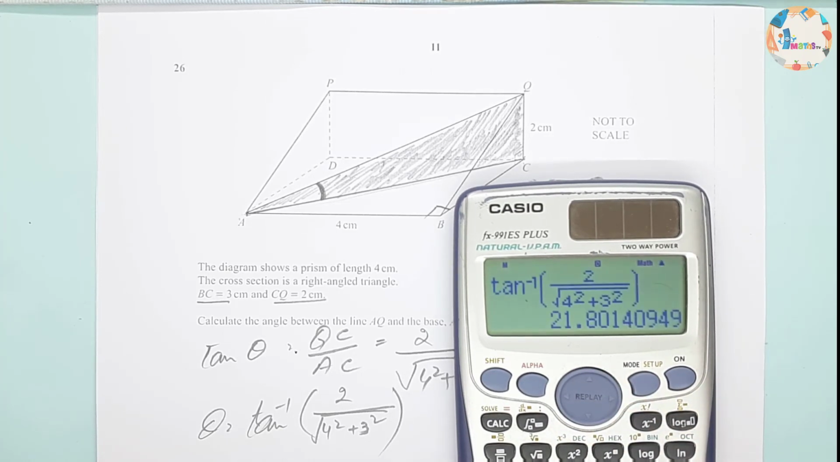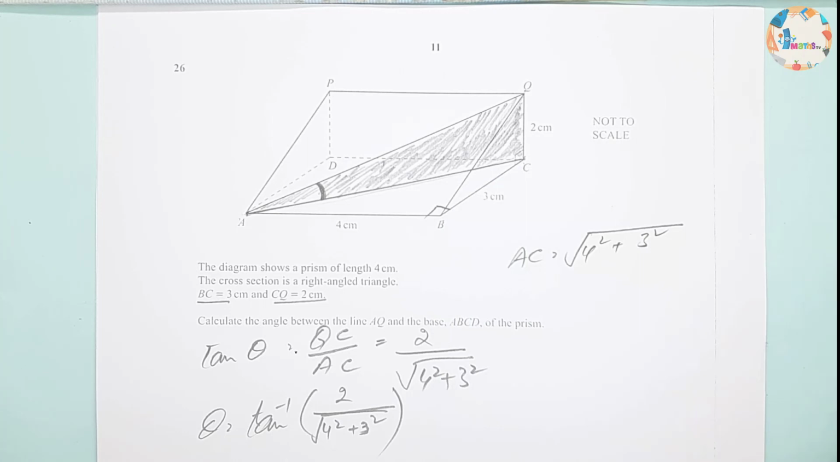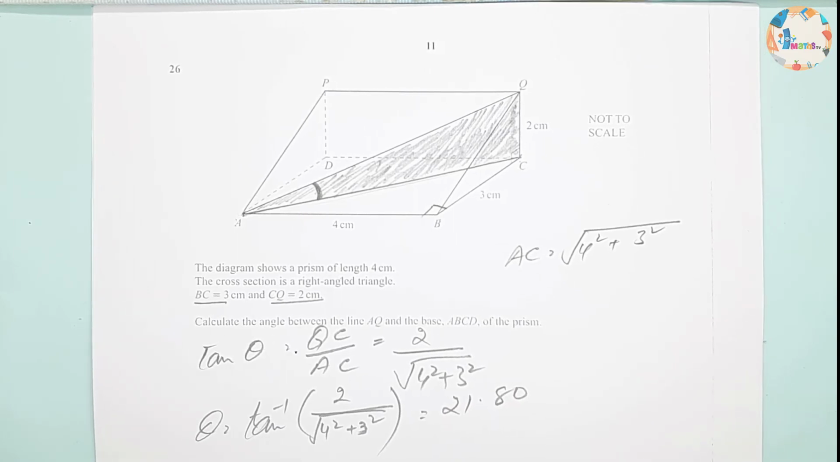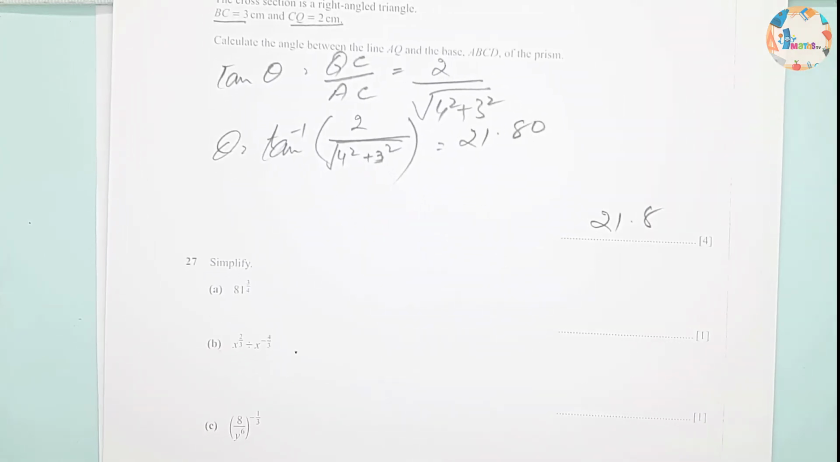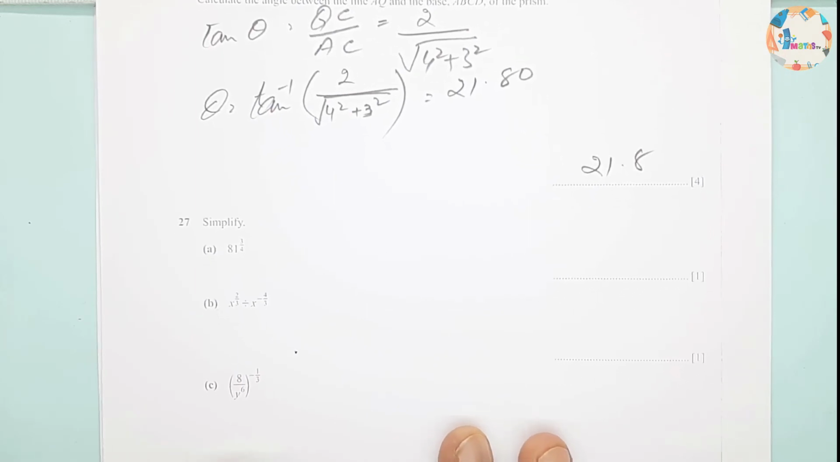This will be equal to 21.80. So we can write the answer as 21.8 over the given place, which is this one. So 21.8 is the given answer.